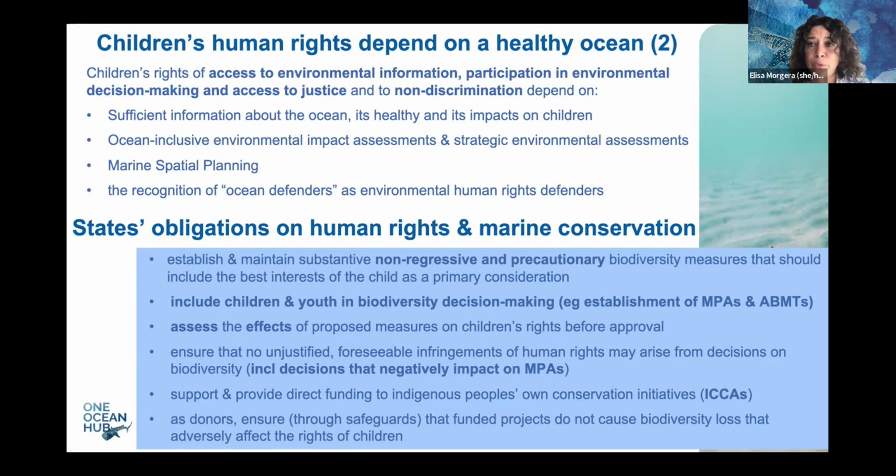Assessing the effects of those proposed biodiversity conservation measures on children and young people, as well as, of course, other human rights holders, and on that basis prevent any unjustified and foreseeable infringements of human rights that may arise from those decisions on biodiversity. And this is really not just decisions in the biodiversity sector, but of course decisions in other sectors such as tourism, mining, infrastructure, where decisions can have negative impacts on ocean conservation, as well as other elements of biodiversity activity, and have knock-on effects on the human rights of those who depend on a healthy ocean.